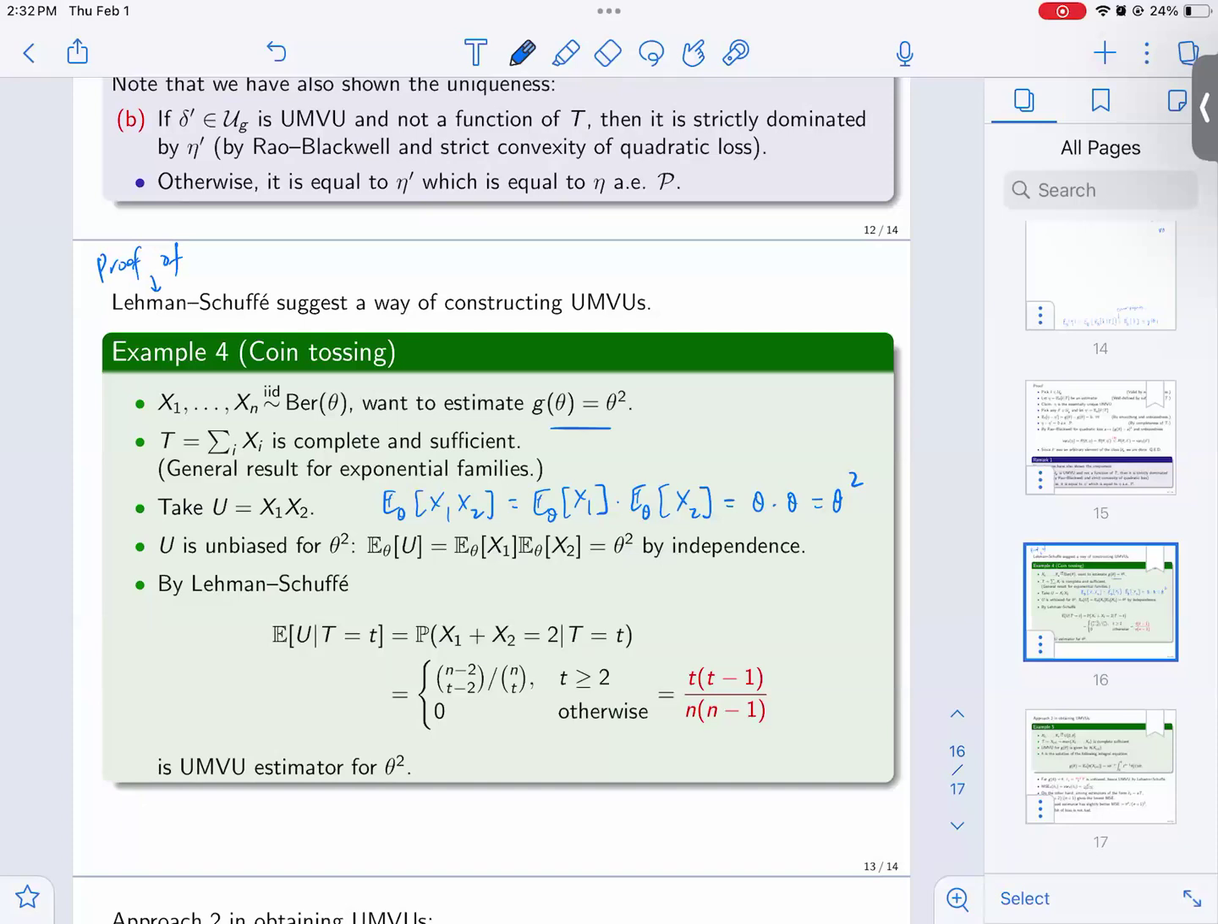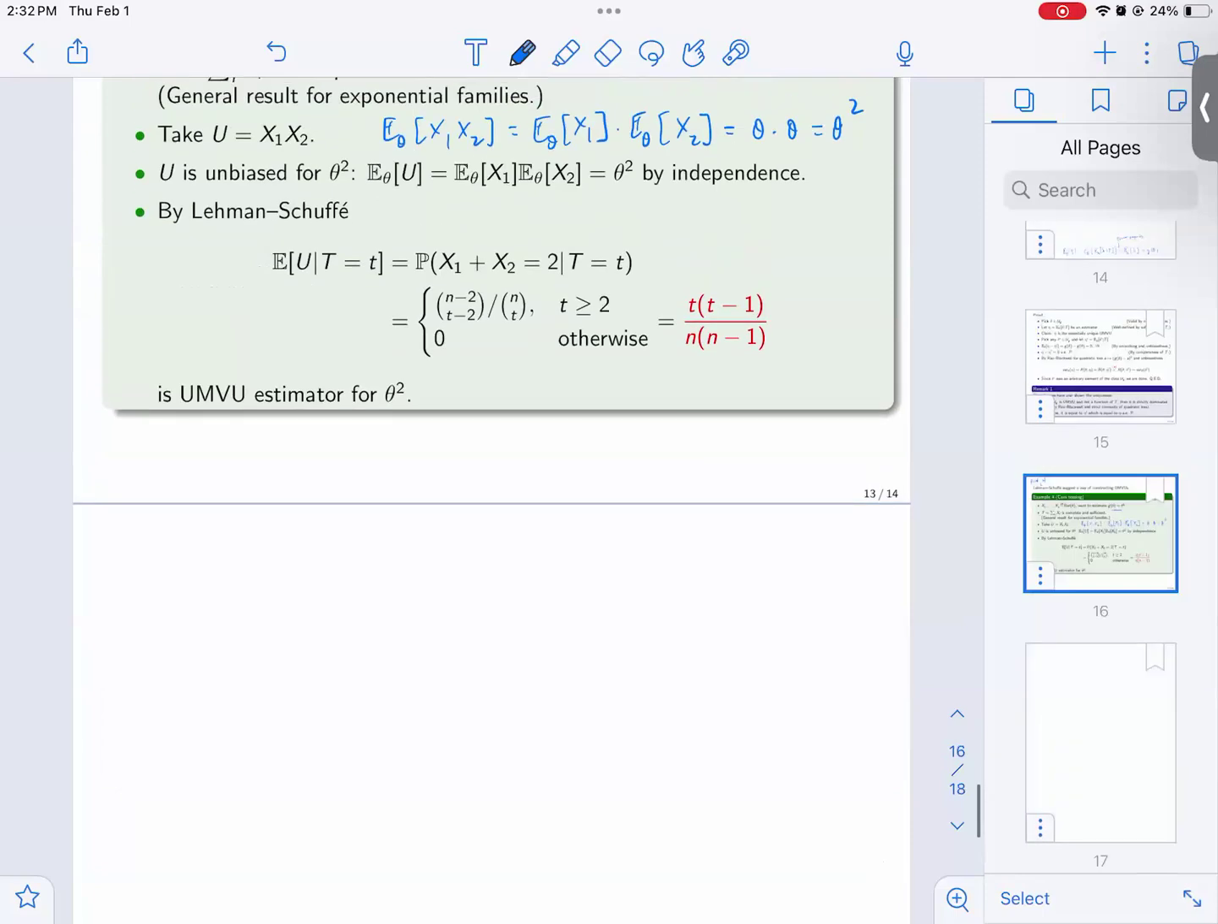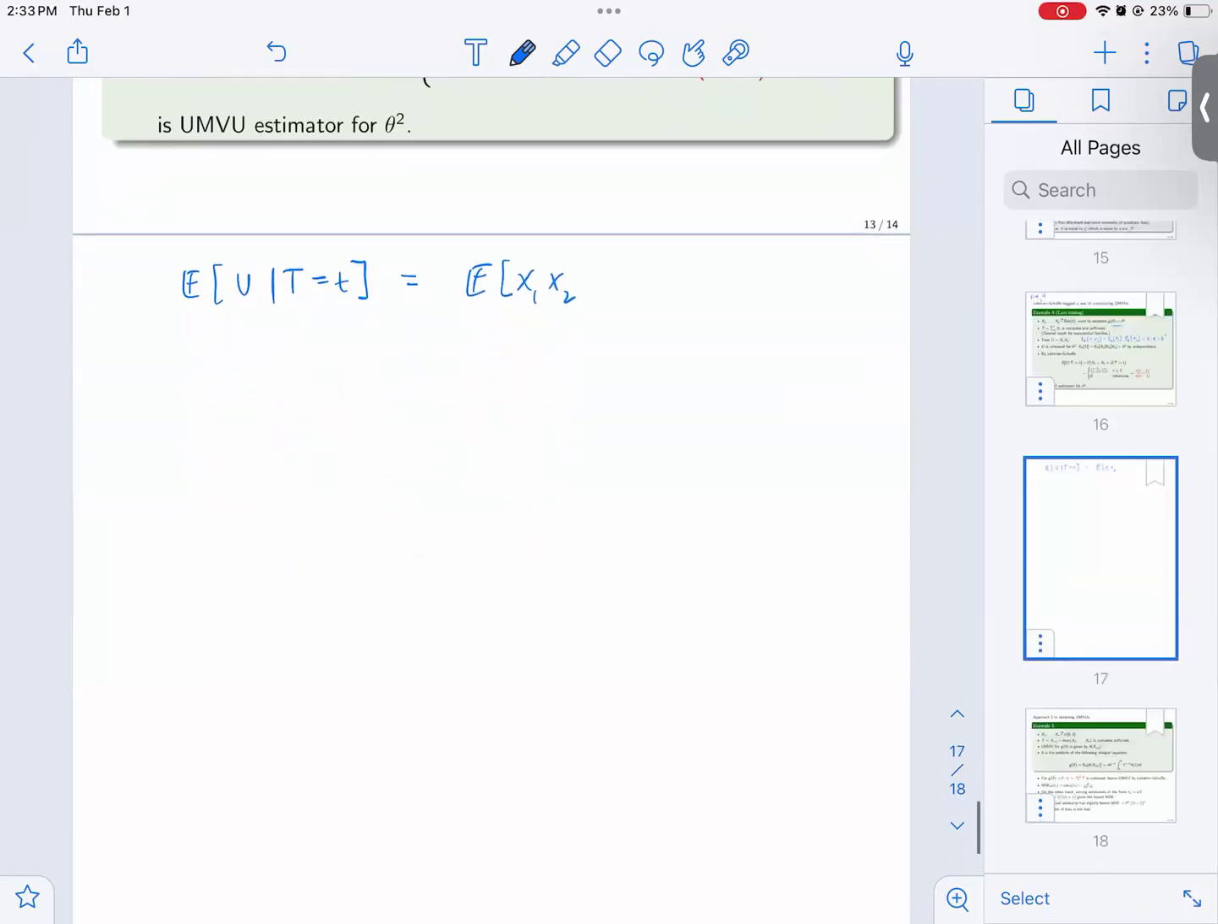So let's see if this is easy or not. What we can do is consider this: let's first just condition this U on T equal to t. So this is saying the conditional expectation of X1 X2 conditioned on the summation of X_i from 1 to n being t. That's what we want to calculate. And we know that this whole thing should not depend on theta, because T is sufficient. So I get a proper estimator. So how do we calculate this?